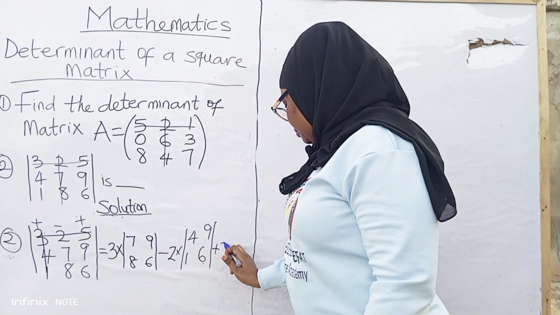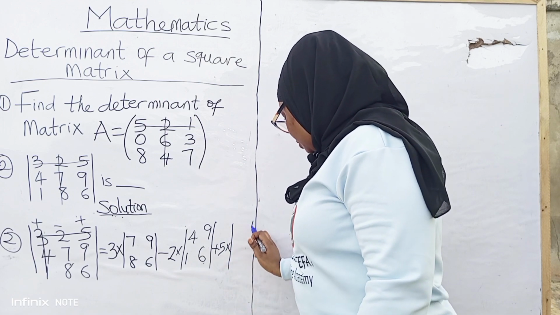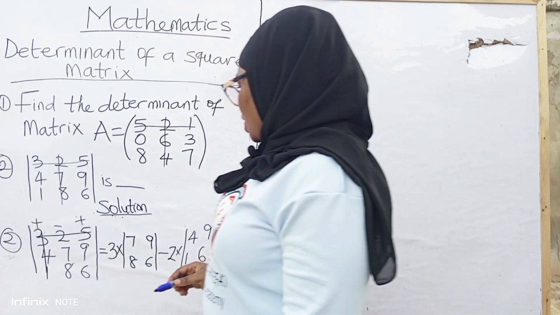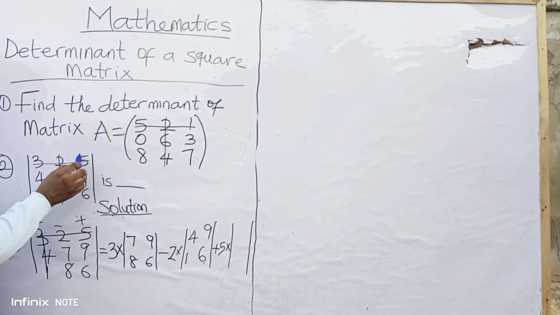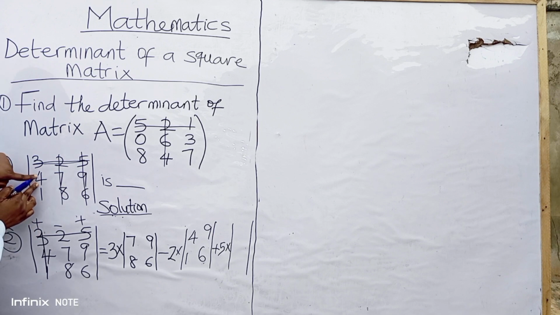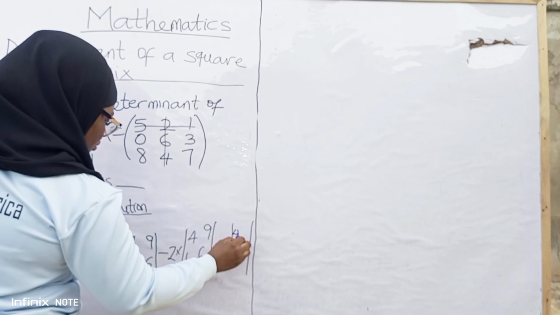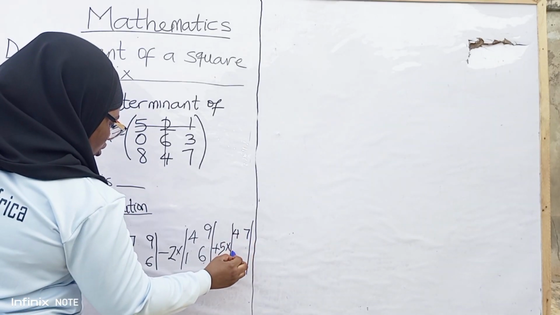So plus 5. So multiplied by determinant of, if you cover 5 vertically, cover it horizontally. So we are left with 4, 7, 1, 8.